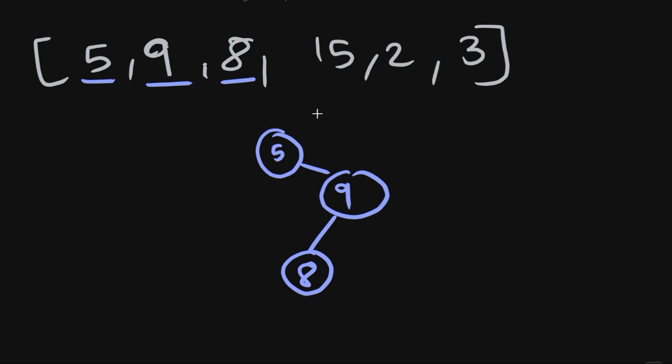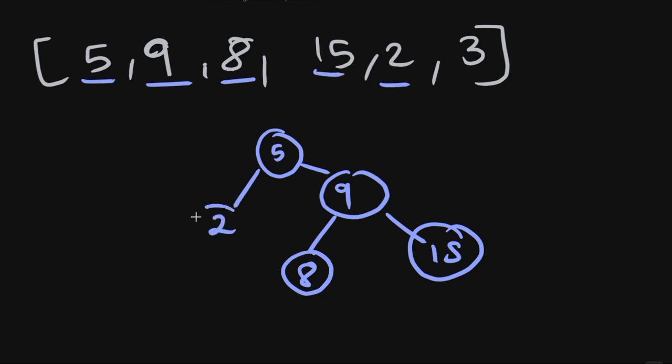Let's move further. 15. So 15 is greater than 5. We go to the next node, 9, and it is also greater than that. So here we get 15. Then for 2, 2 is less than 5, so we go to the left. Then for 3, it is less than 5, but greater than 2. So it would come here.